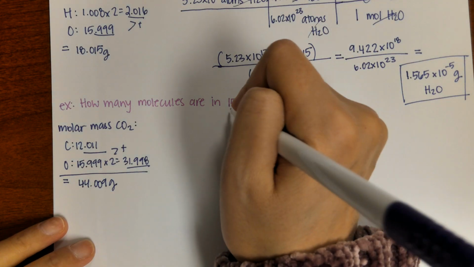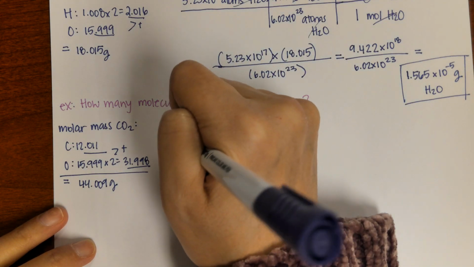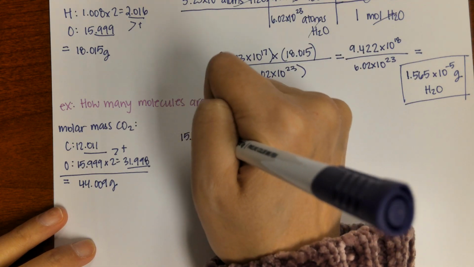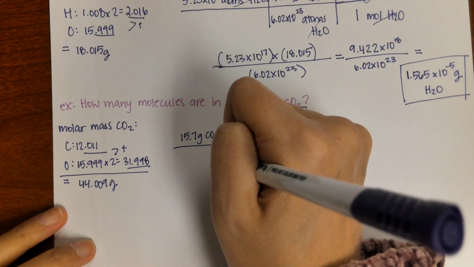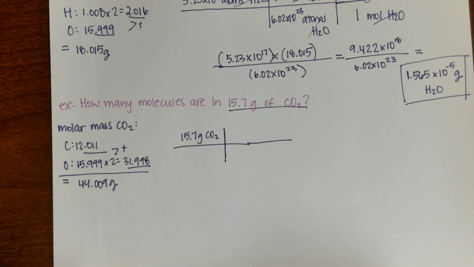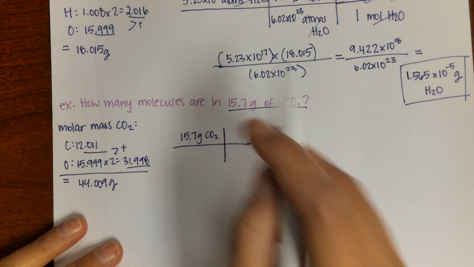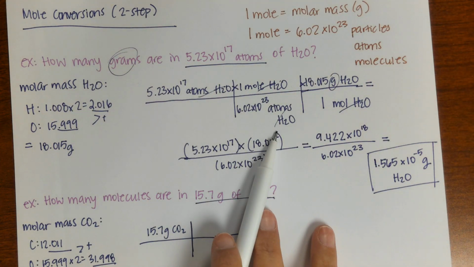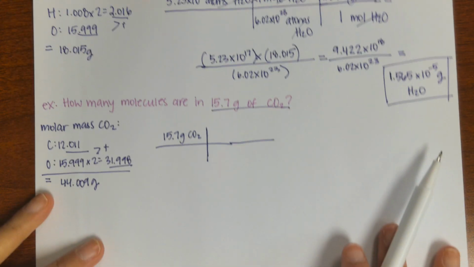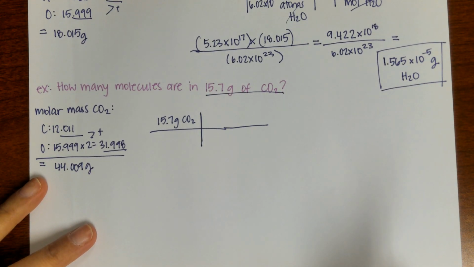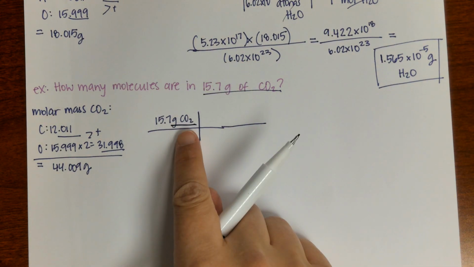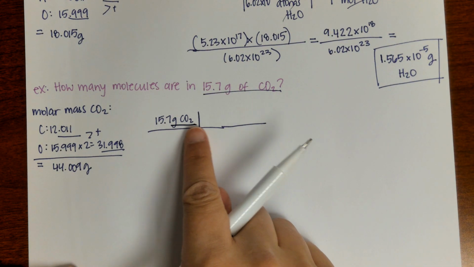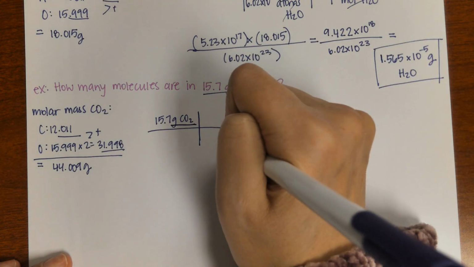So now we're going to go ahead and get started with our train tracks. We are starting with 15.7 grams CO2. So this is what I mean by opposite, okay? You're not going to always start off with Avogadro number. Sometimes you have to start with mass, depending on what the question is asking. So again, which is why units are very important. I'm starting with grams of CO2. Put that down here.